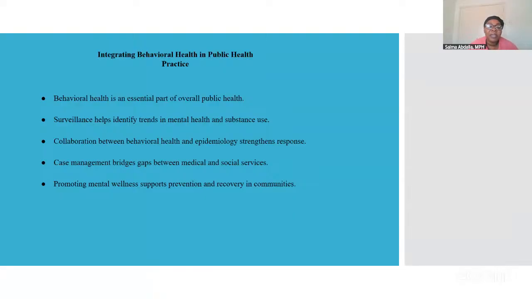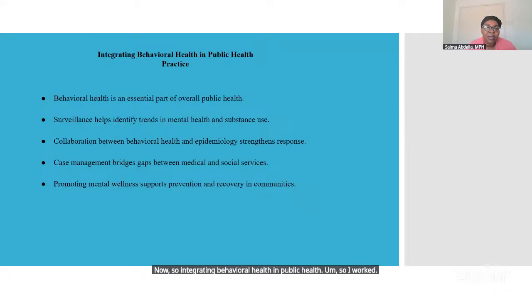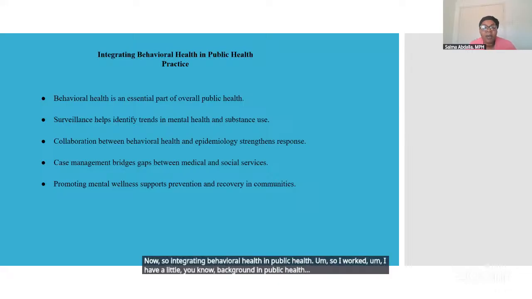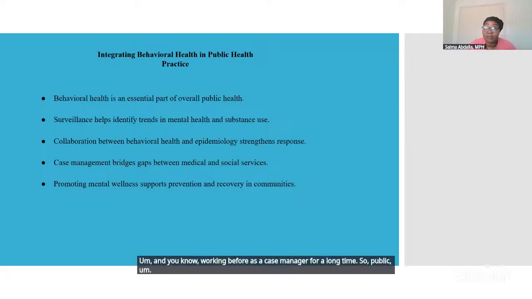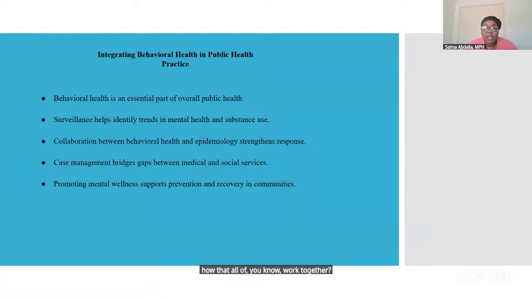Now, integrating behavioral health in public health. So I have a little background in public health, in mental health, working currently as a case manager, and working before as a case manager for a long time. So behavioral health and public health really tie together, and it's important. It's important to really look at behavioral health and how it all works together. Behavioral health is deeply connected to our physical health and public health outcomes.